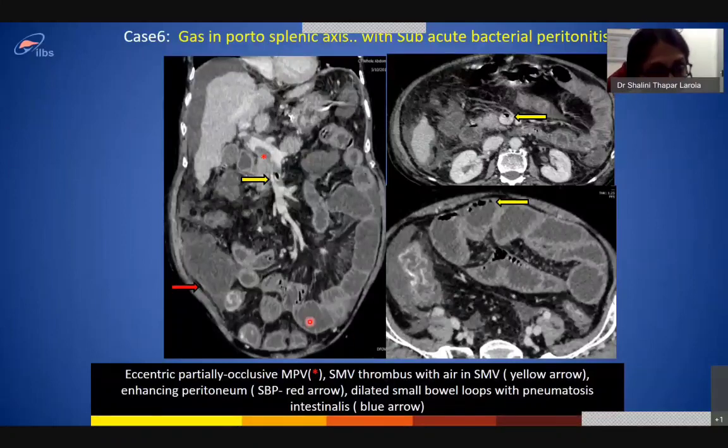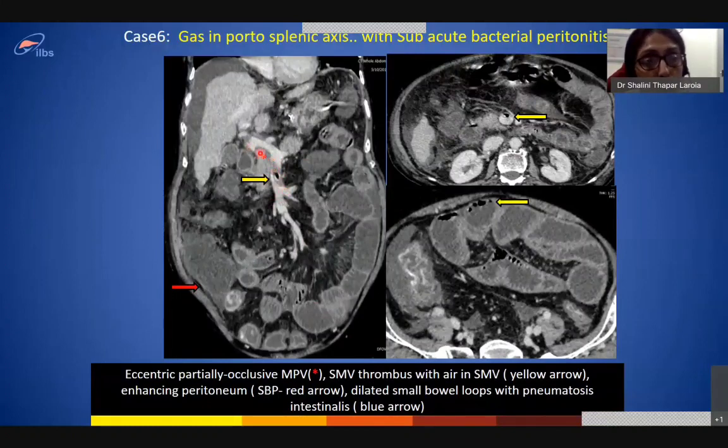So what was the striking feature of this scan? This is again a short case that can be given to you. There is gas in the portosplenic axis. We keep reading about it in our books, but when you actually see it, you have to look for it in a finding like this. There is air in this SMV here.